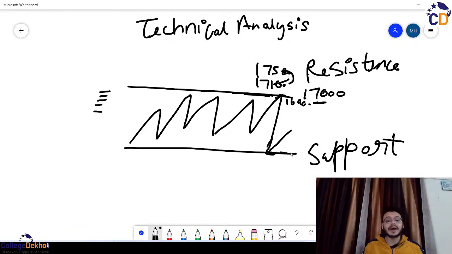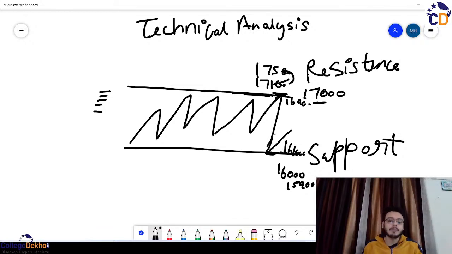Similarly, if my support level is 16,000, for the same time duration for the same stock, for someone the support level might be 16,100, or there might be some people for whom the support level might be 15,900. Okay, so this is completely based on behavioral finance and investor psychology. But the main essence of resistance and support is the price won't cross up the resistance level or fall below the support level.